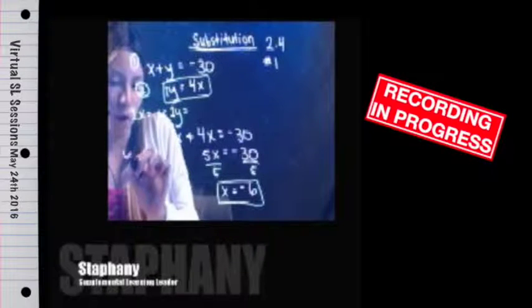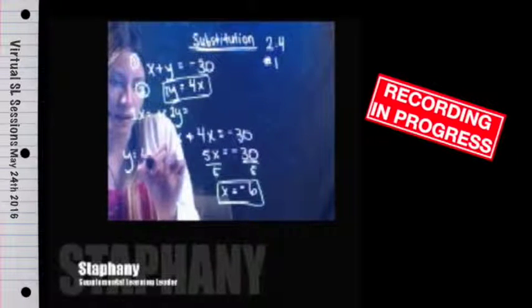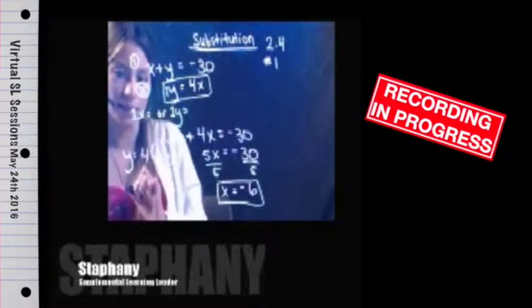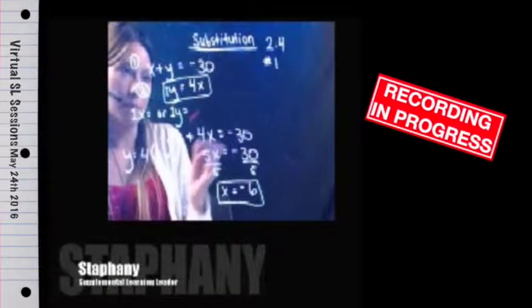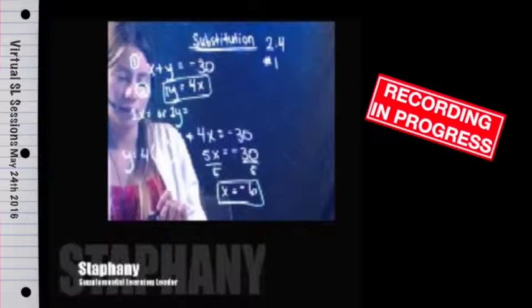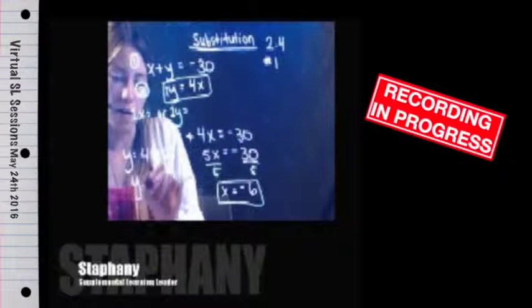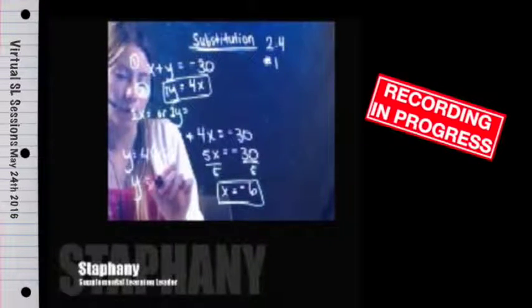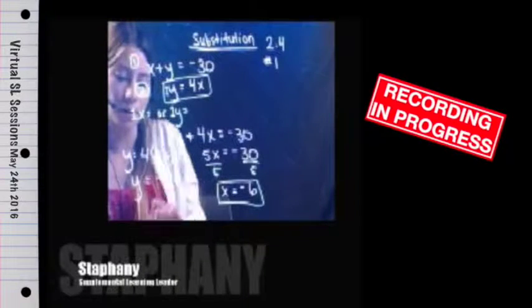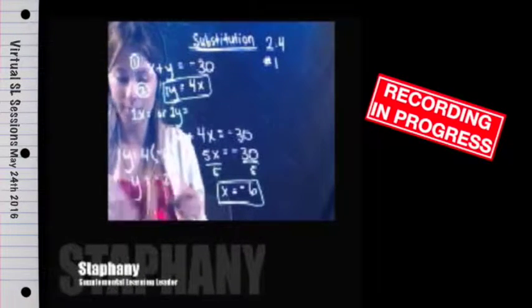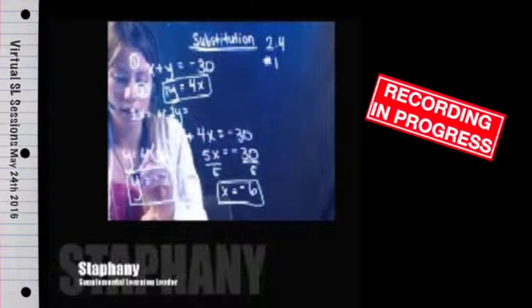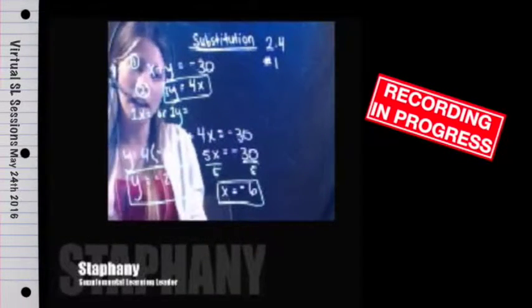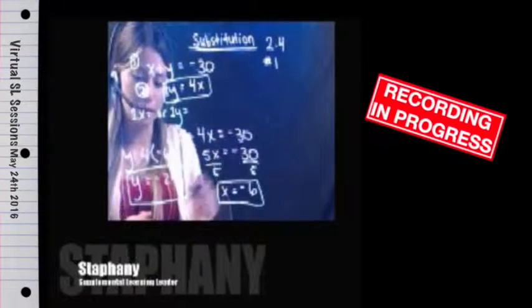So y equals 4 times negative 6. Are you able to still see what I'm writing? Yep. Okay, perfect. So you see how I plugged in negative 6 for x? Now all I do is simplify. 4 times negative 6 is negative 24, and we're done with that one. So y is a big number, negative 24. You can have big numbers or small numbers.